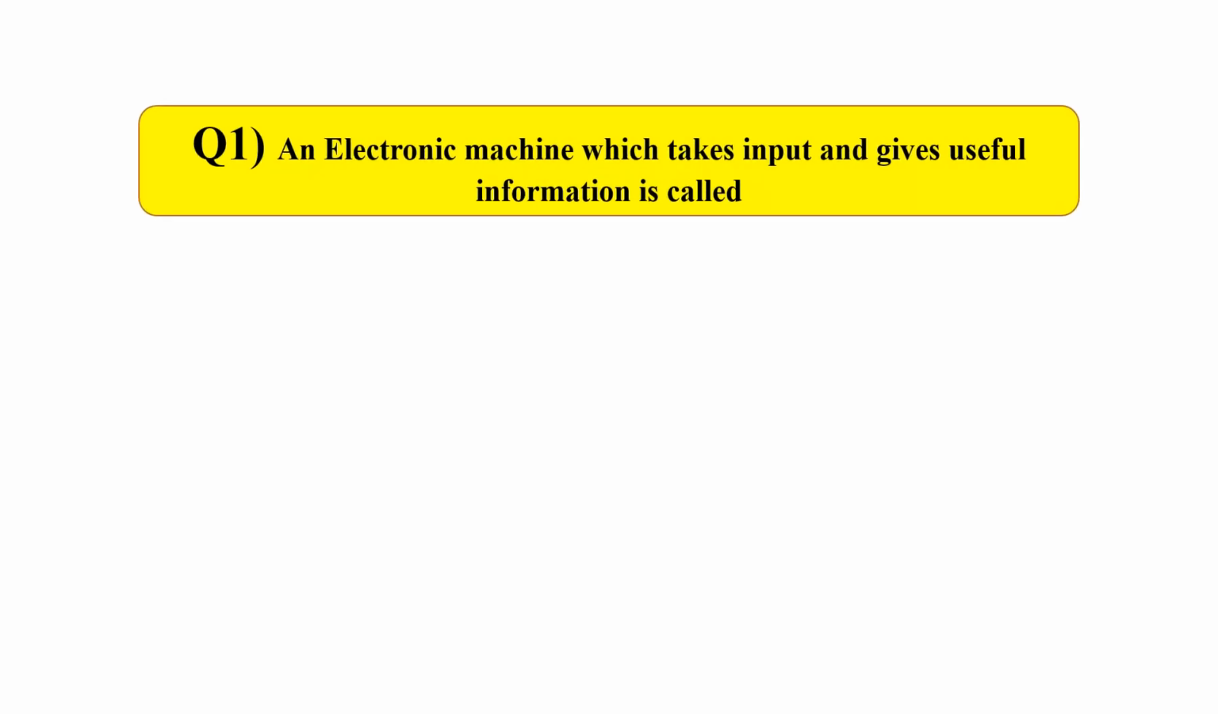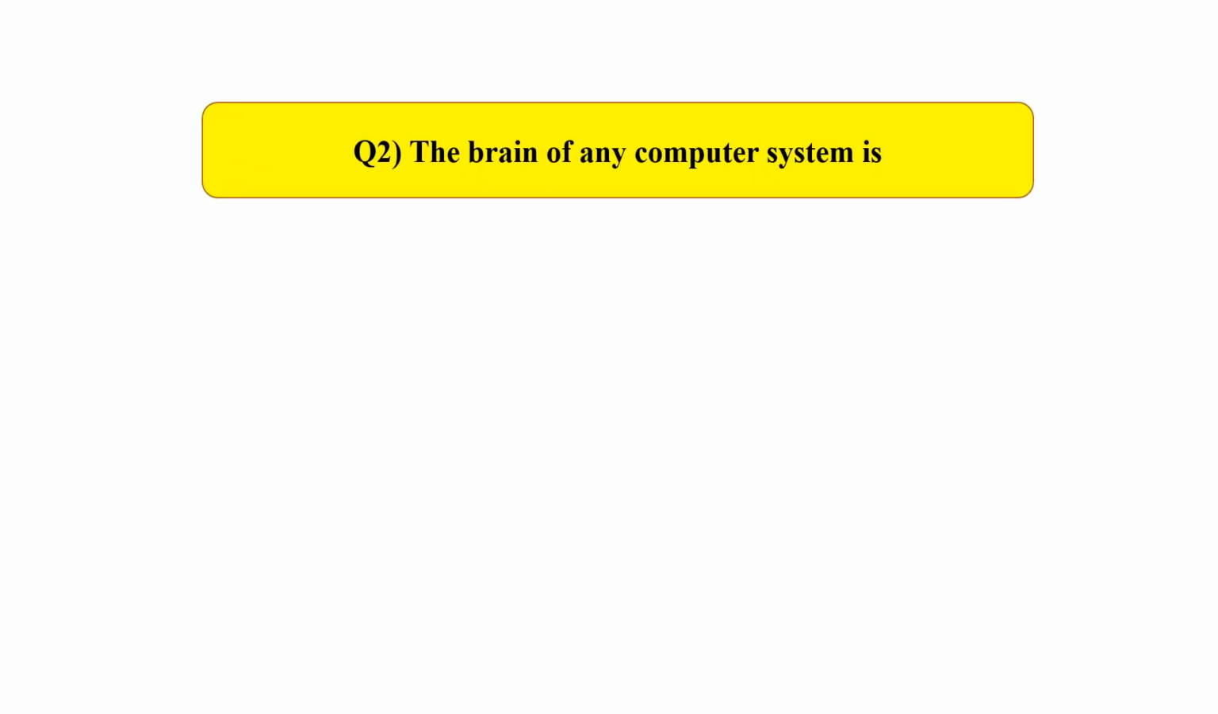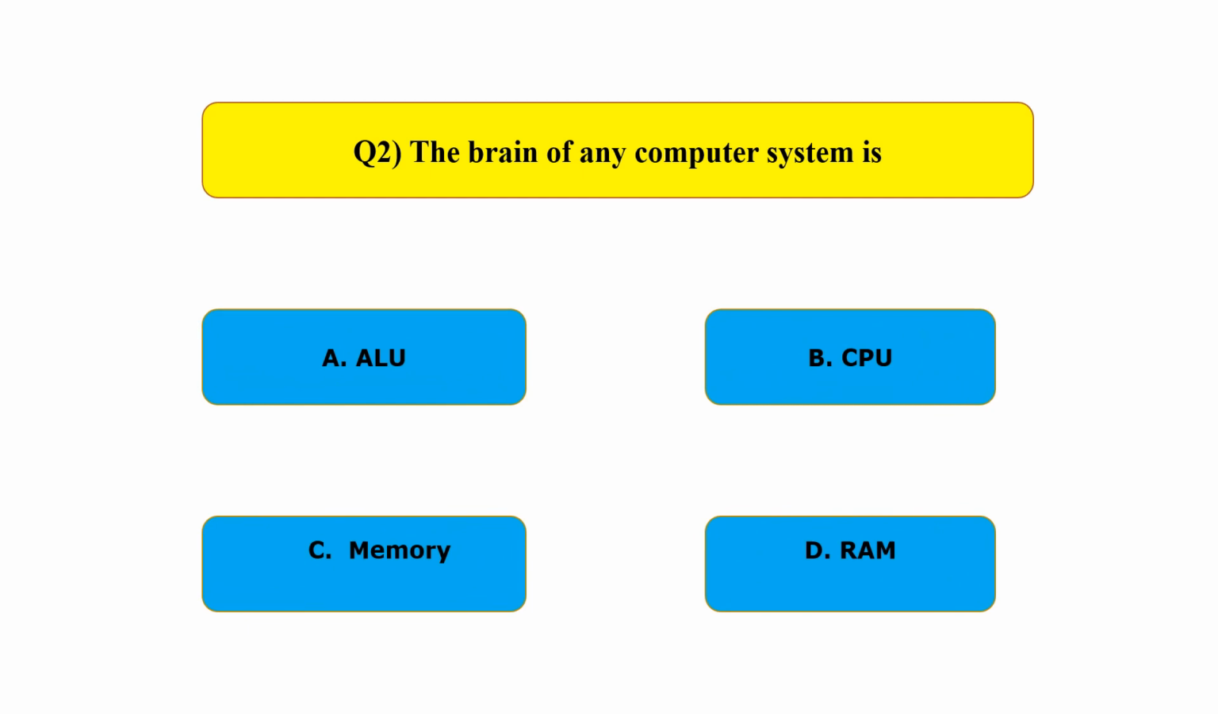An electronic machine which takes input and gives useful information is called, answer A. Computer. The brain of any computer system is, answer B. CPU.